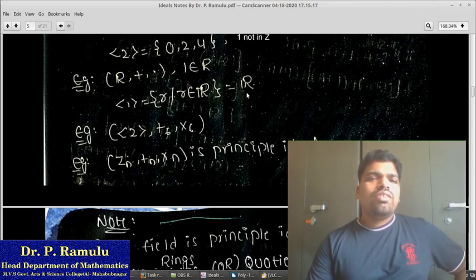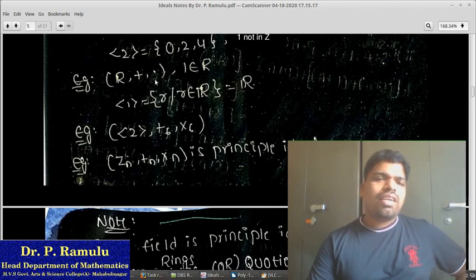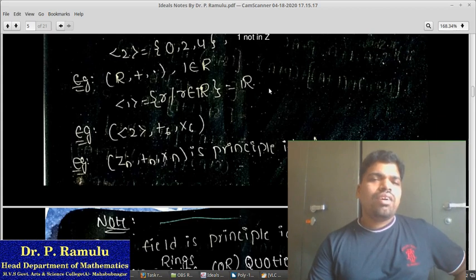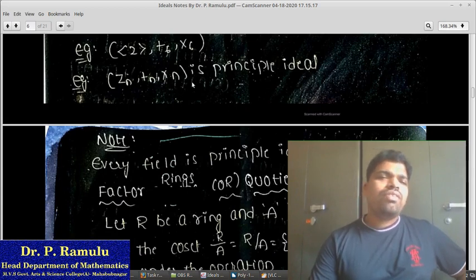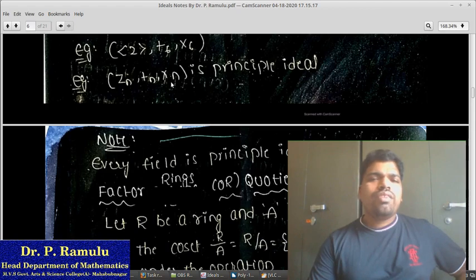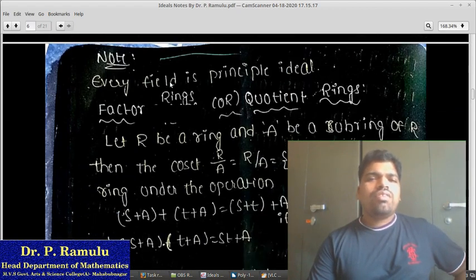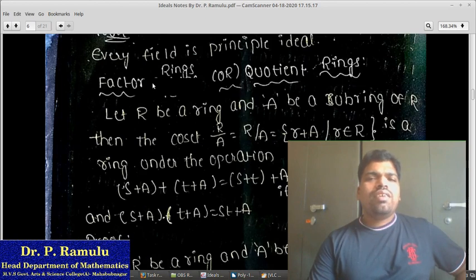Similarly, we can verify that (R, +, ·) and (C, +, ·): ⟨1⟩ equals {1 into r : r belongs to R}, 1 into r equals r only, that belongs to R, and also ⟨1⟩ equals 1 into r, that equals C. So these are also principal ideals; R and C are also principal ideals. Generally, Zn under addition modulo and multiplication modulo is a principal ideal, which is generated by 1. Already, for example, every field is a principal ideal.